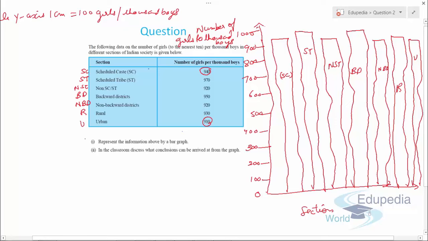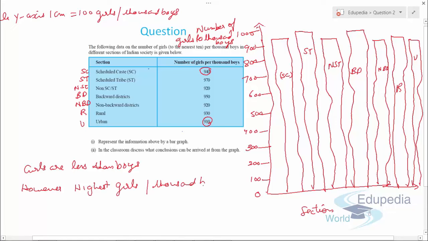Now the second part is, in the classroom, discuss what conclusion we can arrive at from the graph. So we can discuss that we can see clearly from the data that the girls are less than boys, first of all. However, the highest girls to 1000 boys ratio is for scheduled caste or SC, right? And lowest is for urban area, right? So this is the conclusion we can draw from the data. So this is how we have to draw the graph according to the data given, and then we have to draw the conclusion from the data, right?